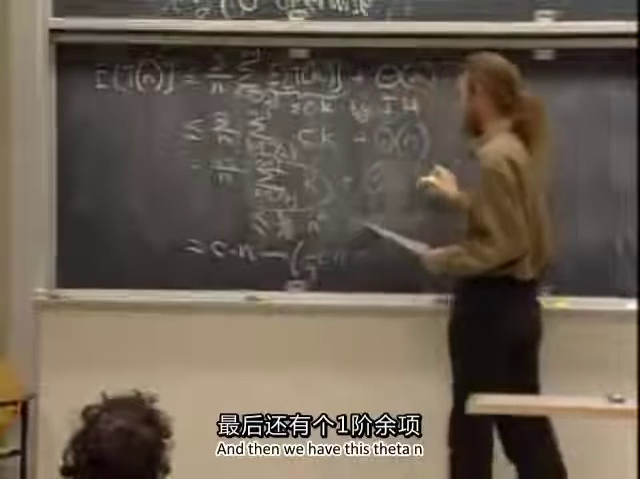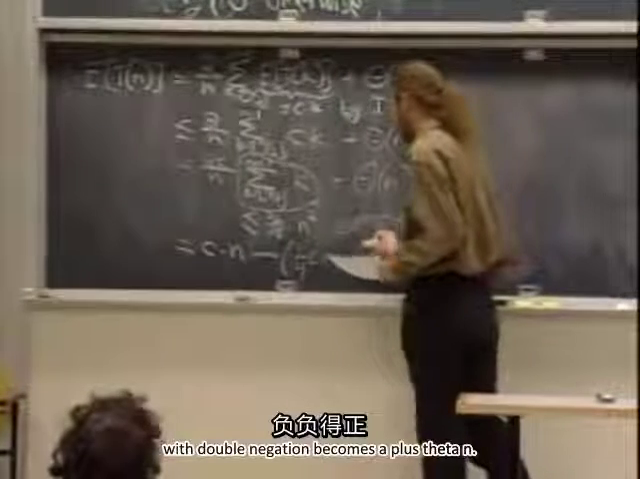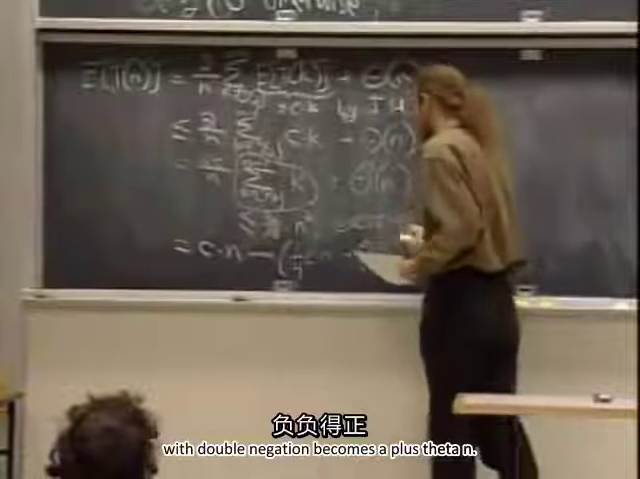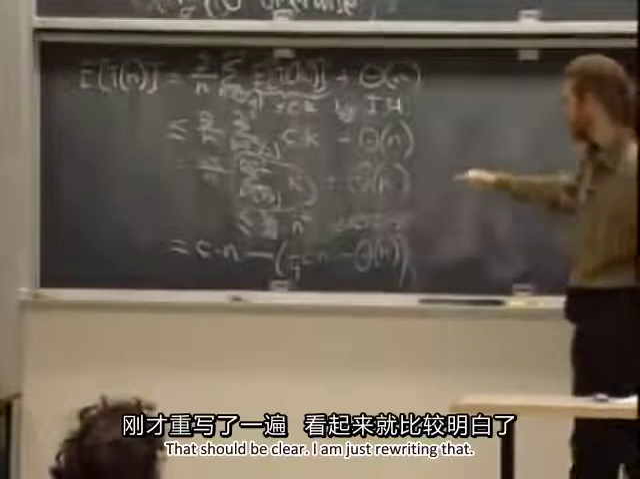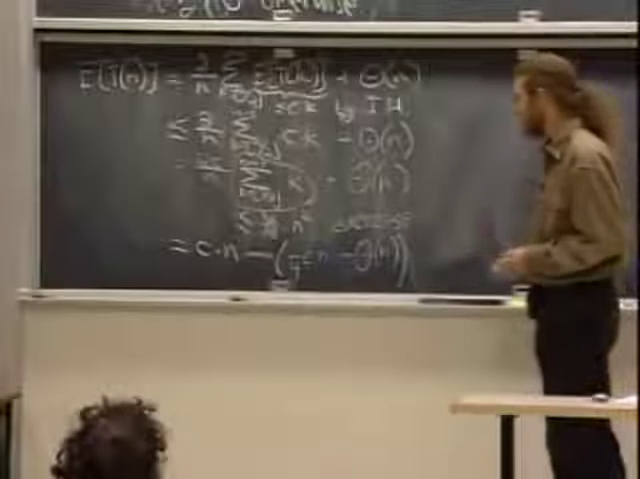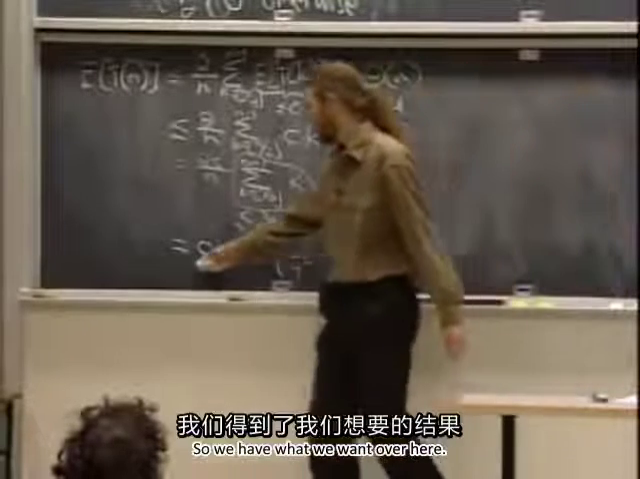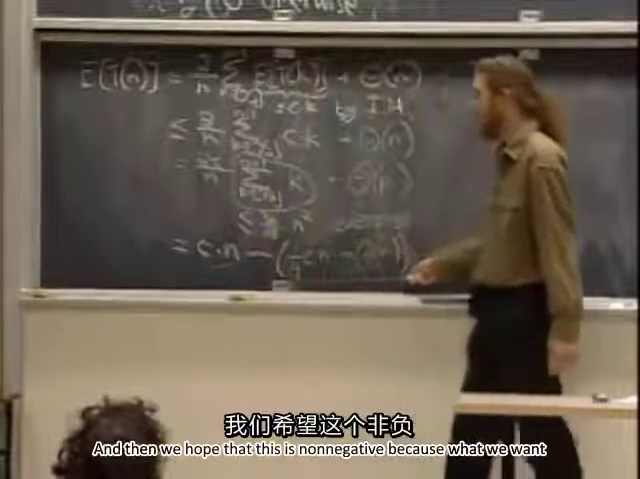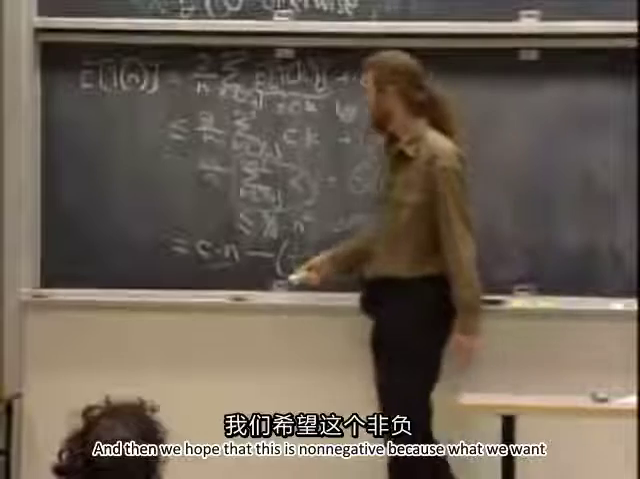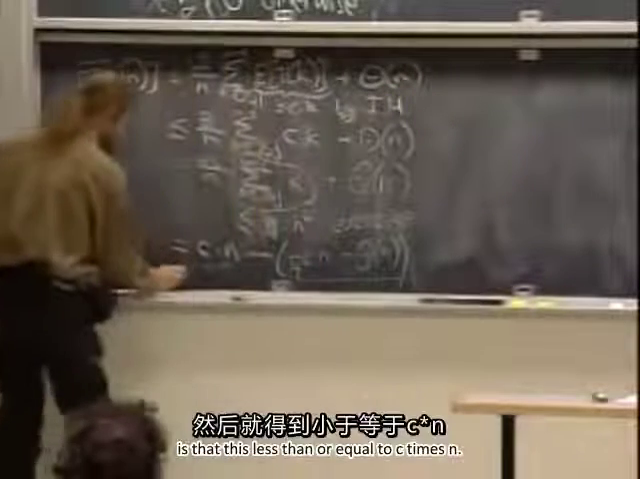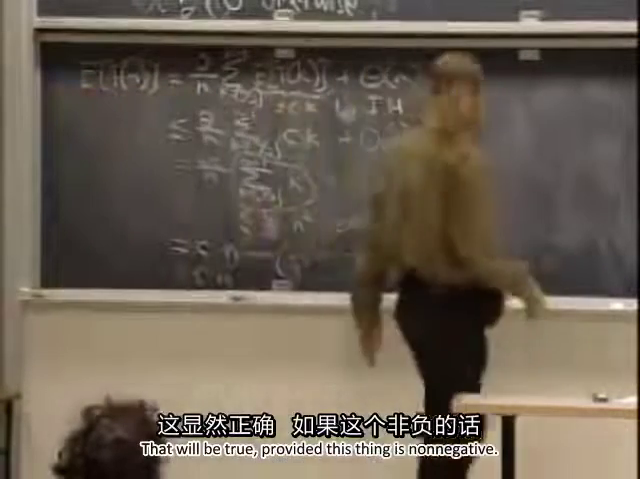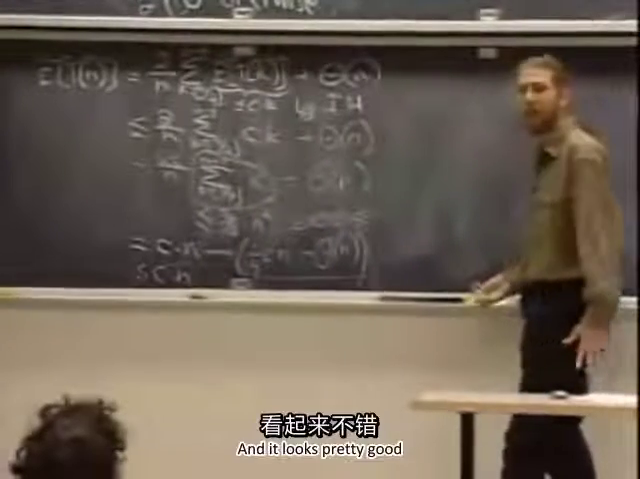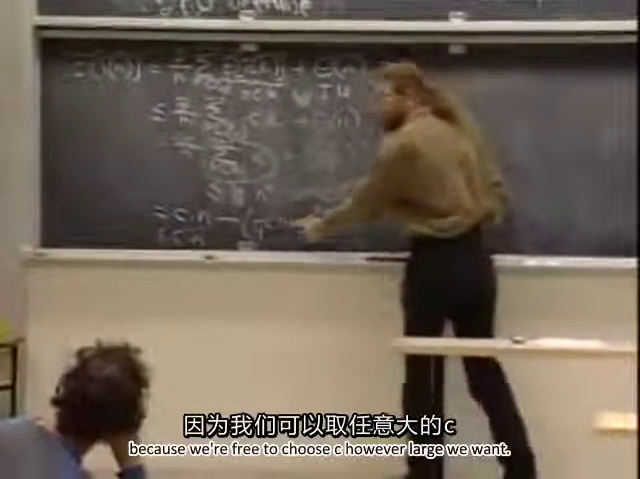And then we have this theta n, which with a double negation becomes a plus theta n. Okay, so that should be clear. I'm just rewriting that. So we have what we want over here. And then we hope that this is non-negative, because then what we want is that this is less than or equal to c times n. That will be true, provided this thing is non-negative. And it looks pretty good, because we're free to choose c however large we want.